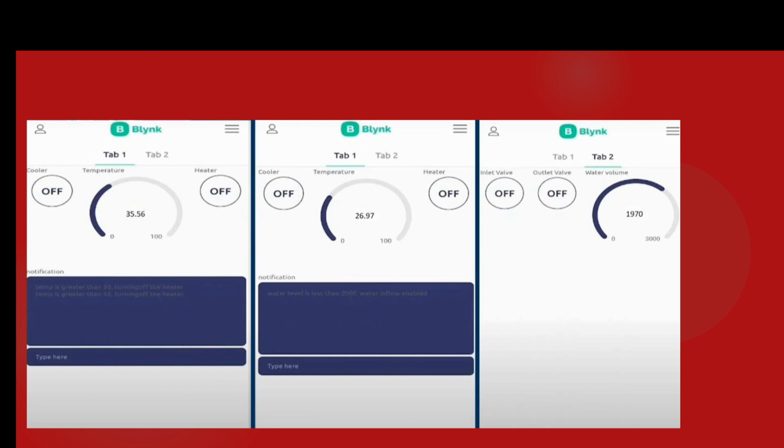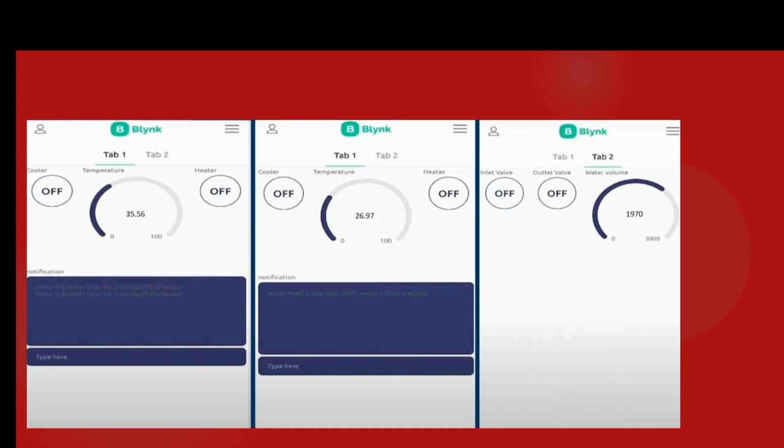Now these are the screenshots from the Blynk IoT app for our project. The first screenshot is for the cooler and heater, and here if the temperature is greater than 35.56 degrees, we will get a notification that the cooler is turned off. The second one is for the water level indicator. If the water level is less than 2000 liters, we will get a notification that the flow is enabled and the valve has been closed.